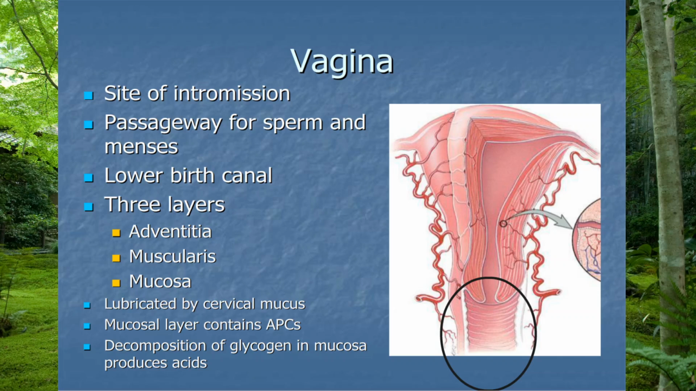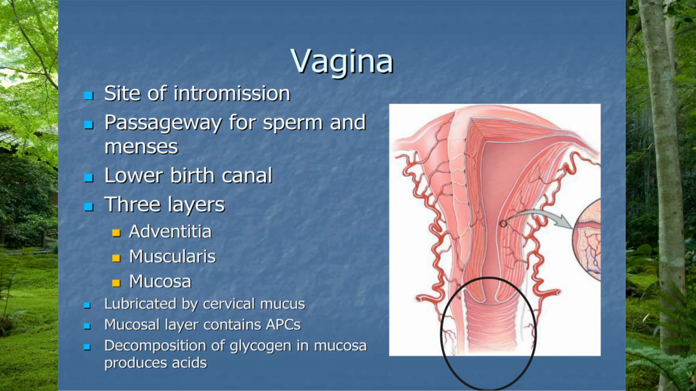Now the mucosal layer surrounds the lumen of the vagina. But unlike the mucosal layer we had inside the GI tract, we don't actually produce any mucus here. As it turns out, the mucus that helps to lubricate the vagina during sexual intercourse is actually derived from the cervix. And so that's one very important function of the cervix that we didn't talk about previously.